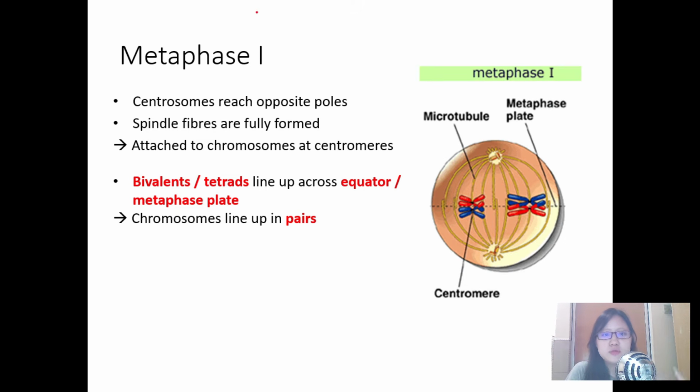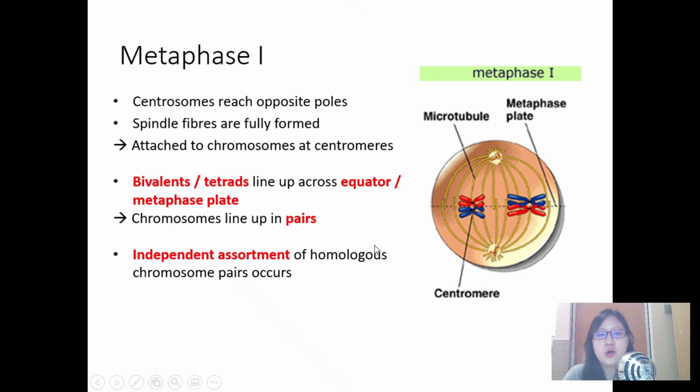Centrosomes reach the opposite poles, spindle fibers are completely formed and attached to chromosomes and centromeres. It's the same, but the lining up is not 1 by 1, it's 2 by 2. Bivalents or tetrads line up across the equator or metaphase plate. Now, this is where something we call independent assortment occurs.